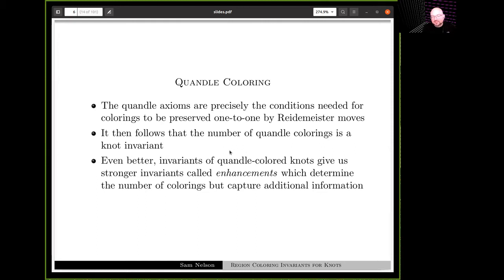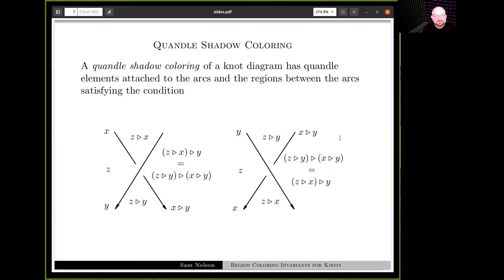So in particular, if you have an invariant of quantile colored knots, what you can do is this trick where you evaluate your invariant of quantile colored knots for each quantile coloring. And then that multiset of those invariant values is now an even stronger invariant of the original knot. Right, so I call this type of invariant an enhancement. So, in particular, given an enhancement, you can recover the number of colorings by just taking the cardinality of the multiset. But in general, those multisets will have more information than just their size, than just the number of colorings. So this is what I mean by an enhancement.